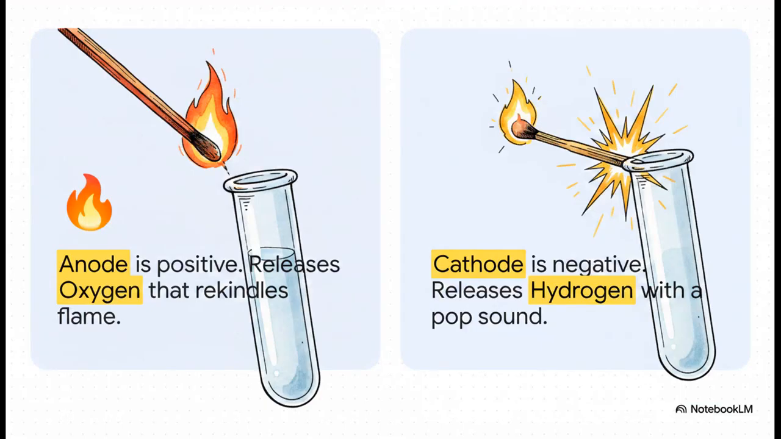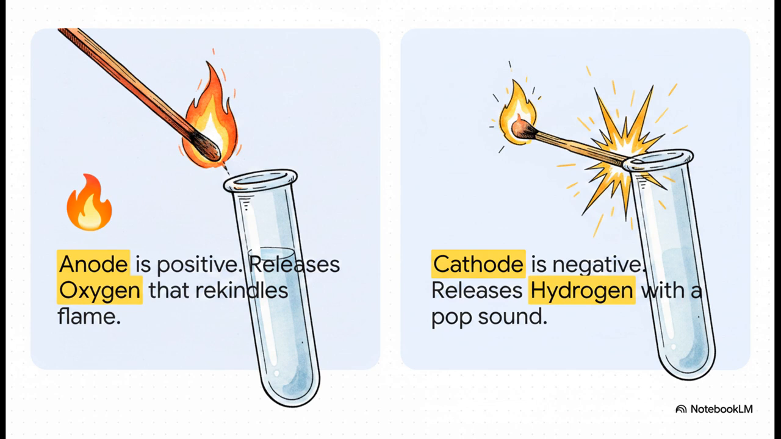Of course, heat isn't the only way. We can also break things apart using electricity, like with water. This is called electrolytic decomposition. And here is a classic memory trick you should absolutely steal. PAV, positive anode oxygen. At the positive anode, you get oxygen gas, which is known for rekindling a glowing flame.